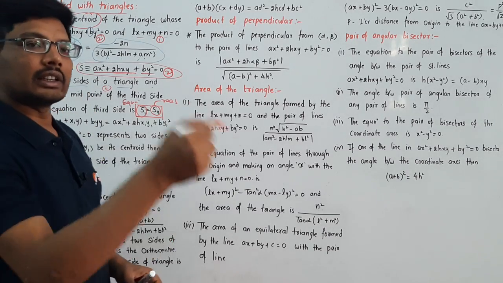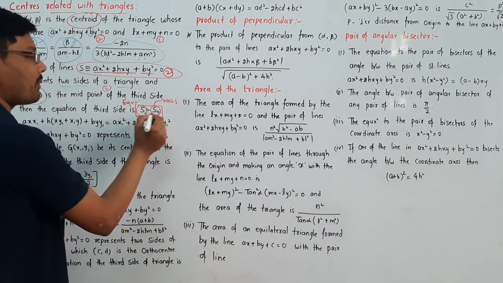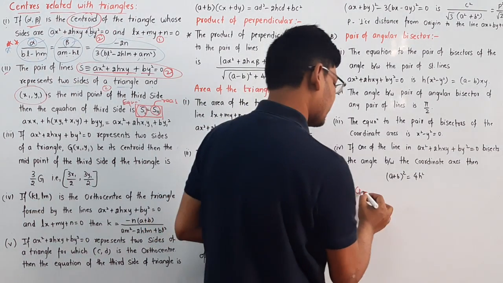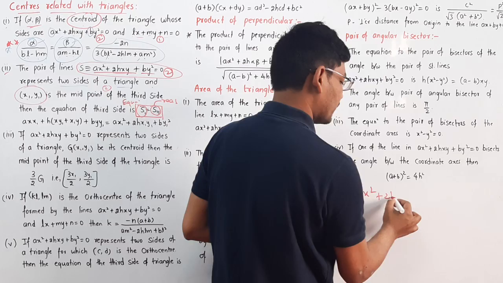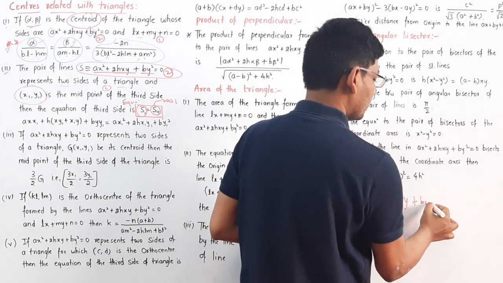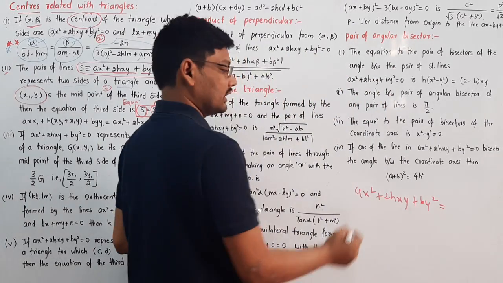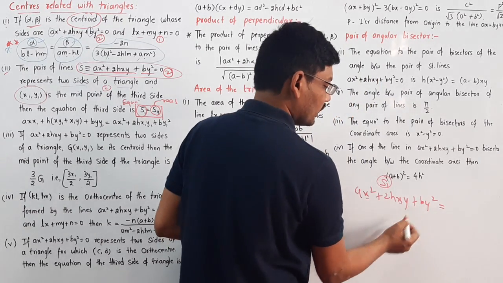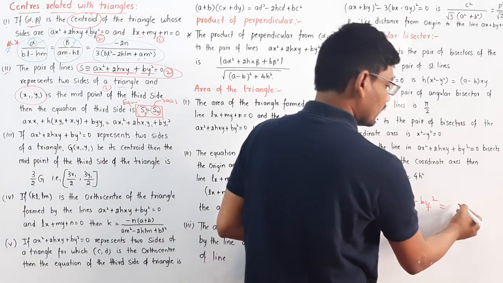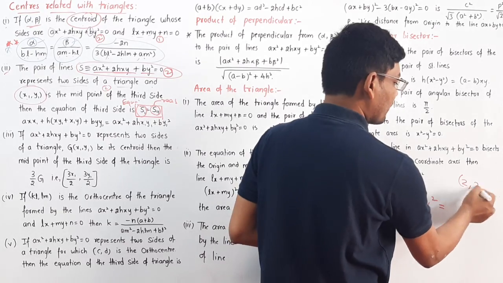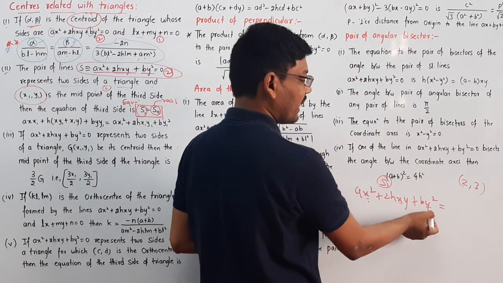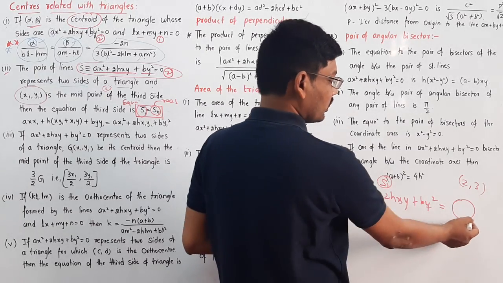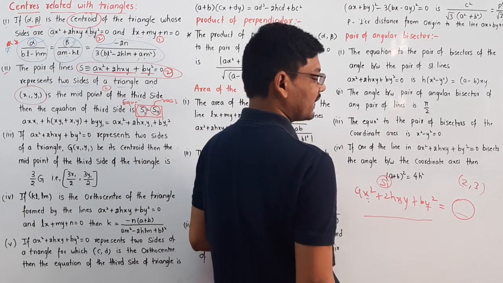If you want to find the third side equation, this is the formula: S1 is equal to S11. S1 is nothing but ax square plus 2hxy plus by square, and S11 is obtained by substituting a point like (2, 3) in place of x and y in this expression. You will get a real value here, so that it can frame a straight line again.